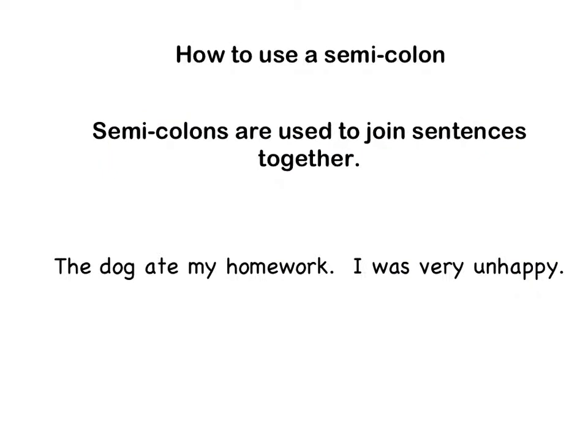So, how do we use a semicolon? Well, semicolons are used to join two sentences together. However, the two sentences must have something in common. For example, take the sentence, "The dog ate my homework," followed by the sentence, "I was very unhappy." Both are full sentences when stood alone. However, they can be joined together because the reason that you are unhappy is because the dog ate your homework. Therefore, we use a semicolon to join the two together.